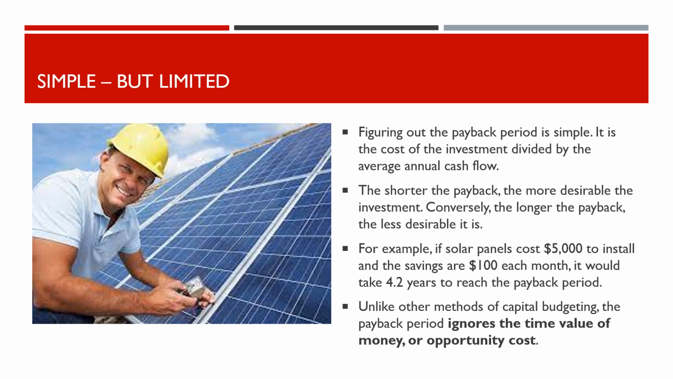For example, if solar panels cost $5,000 to install, and the savings are $100 each month, it would take 4.2 years to reach the payback period. Unlike other methods of capital budgeting, the payback period ignores the time value of money, or opportunity cost.